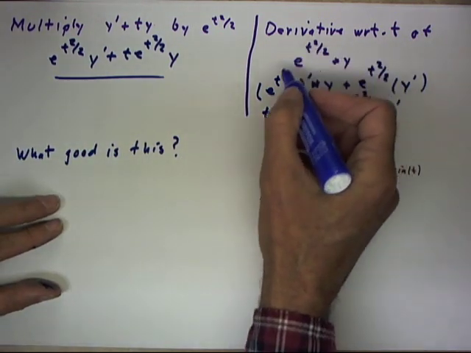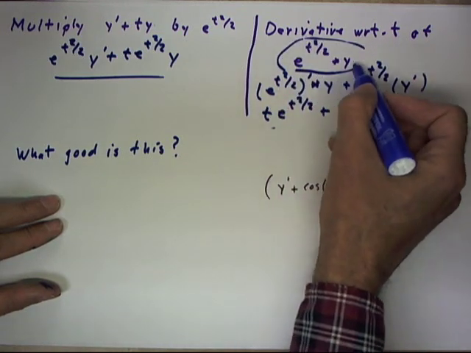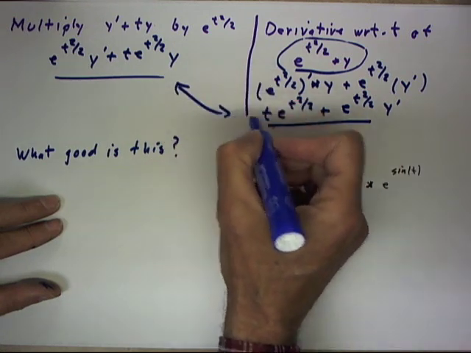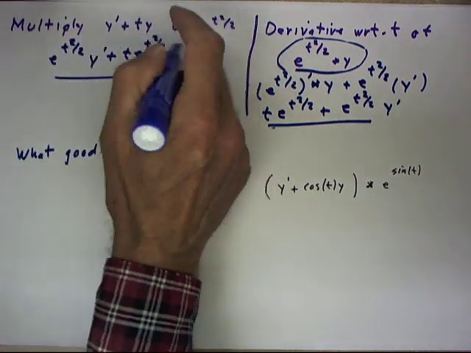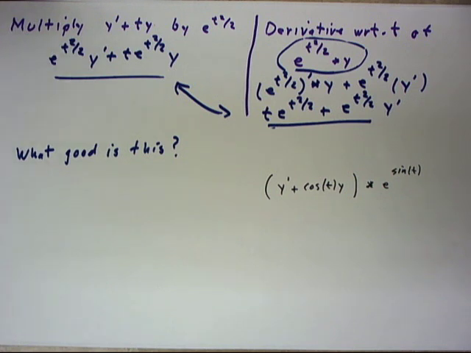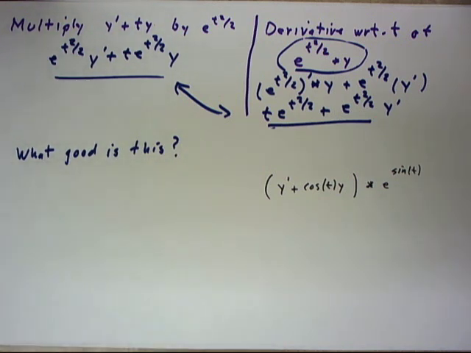Now, we notice that the derivative of this expression here is identical, except for the order in which the terms have been written, to what we get when we multiply this expression by e to the t squared over 2. Now that's going to turn out to be a big deal, as you'll see shortly. So the question now is, what good is this?